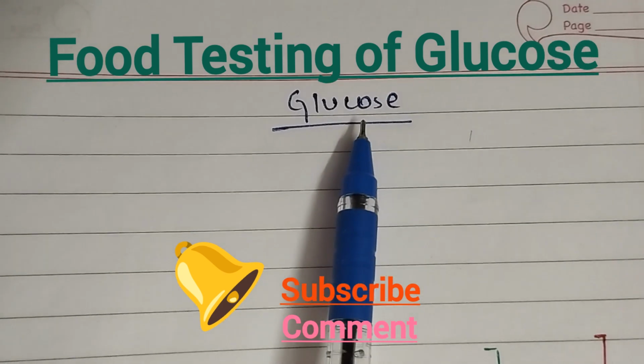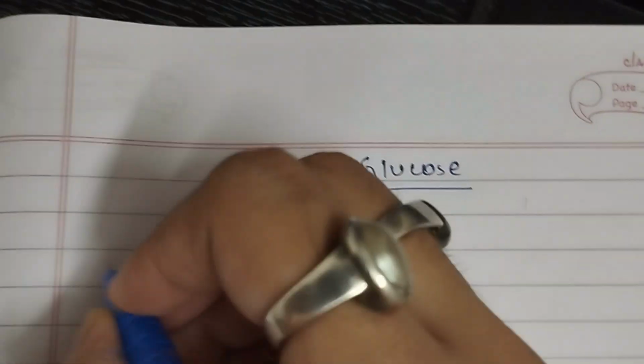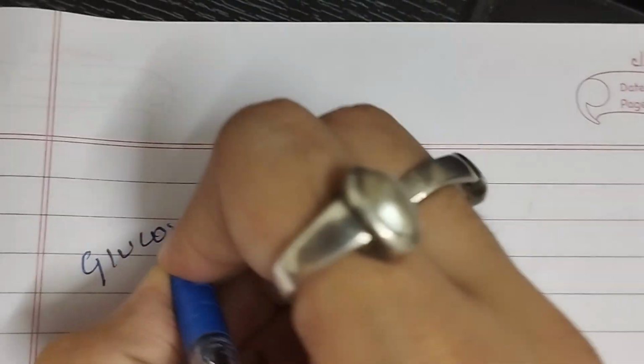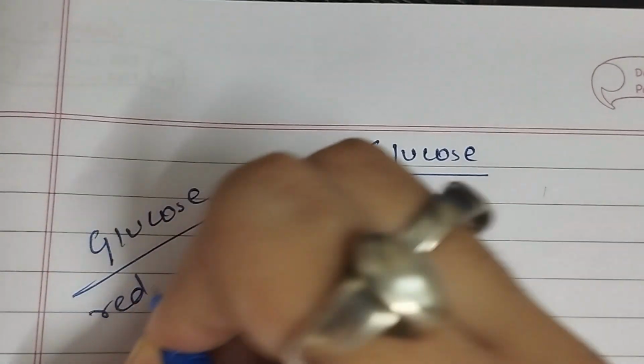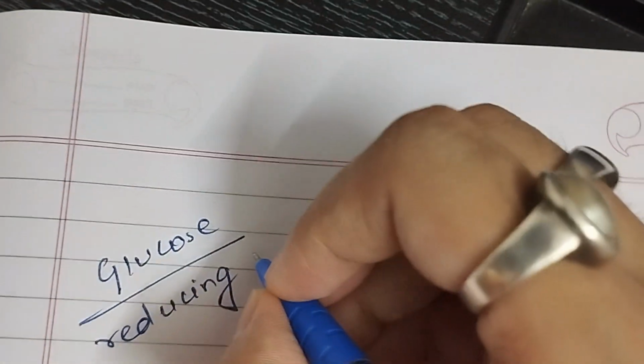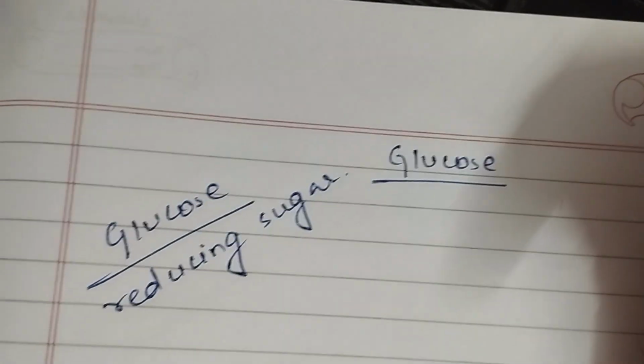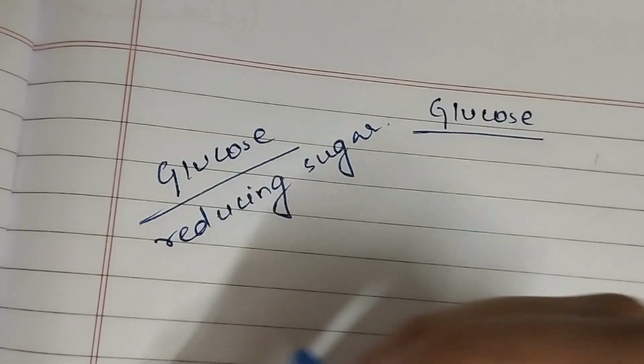Today we will be learning about the testing of glucose, or the food testing of glucose. So glucose is what kind of sugar? First of all, it is a monosaccharide, meaning the fundamental unit of carbohydrates. Additionally, it is also a reducing sugar. So what happens if glucose is a reducing sugar?